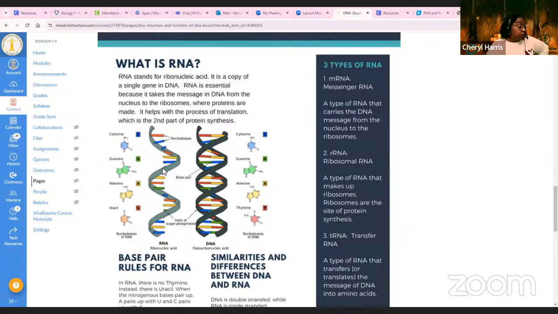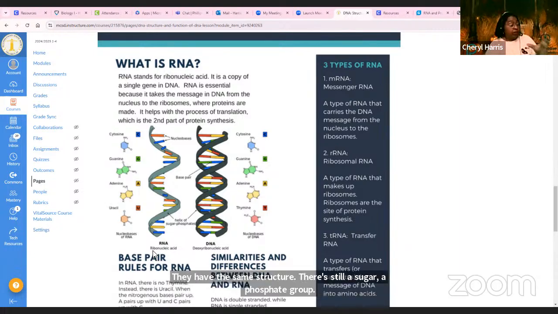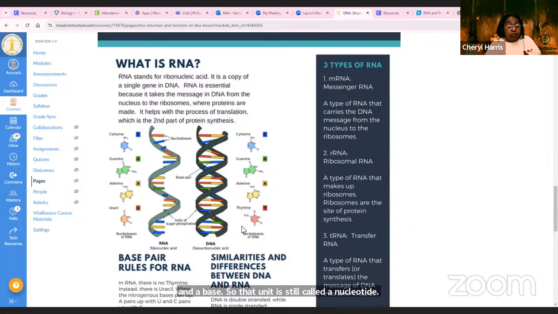Okay, so we have double-stranded DNA, and then again, you're going to have to remember the difference between DNA and RNA. So again, I'm backing way up. All right, so RNA has a different kind of sugar on it. They have the same structure. There's still a sugar, a phosphate group, and a base. So that unit is still called a nucleotide on both of them. But the difference between them is that RNA is single-stranded. Okay, RNA has uracil instead of thymine. And RNA can leave the nucleus.